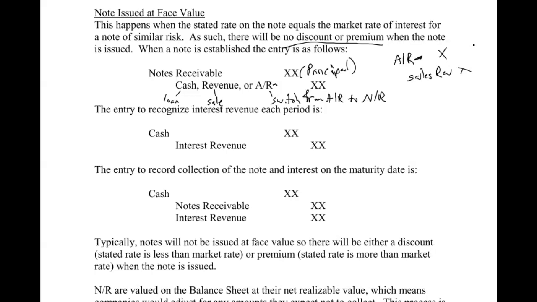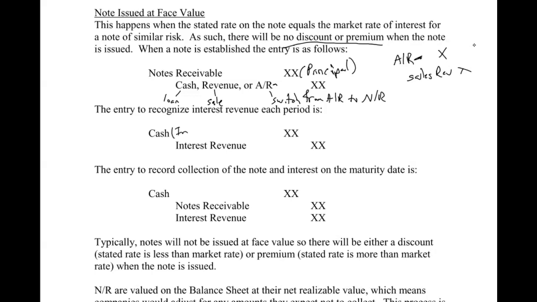I'm less concerned with what the credit is in that journal entry because we're really not focusing on that. We're focusing on the note. Each period, we're going to recognize interest revenue. Now there's a couple of different ways to do this. Sometimes interest is paid each period, each month, and sometimes it's accrued.